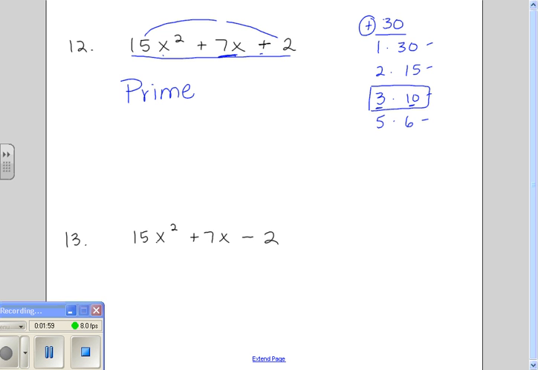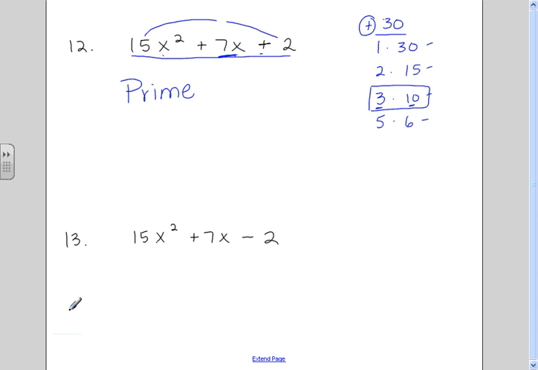Okay, number 13 is the same exact problem except for a sign change. You notice that it's 15x squared plus 7x minus 2. So that means whenever I multiply 15 times negative 2, I get negative 30. And then again, we have our same list, 1 times 30, 2 times 15, 3 times 10, and 5 times 6. But this time, because it's a negative 30, I want the two numbers that are going to subtract to equal 7. And so here it would be the 3 and the 10.